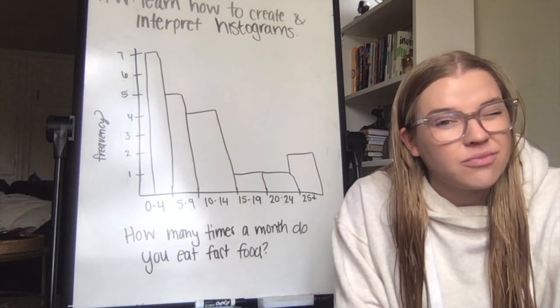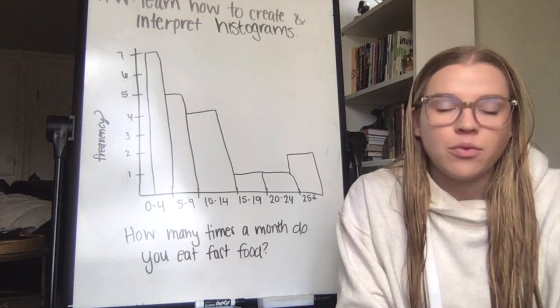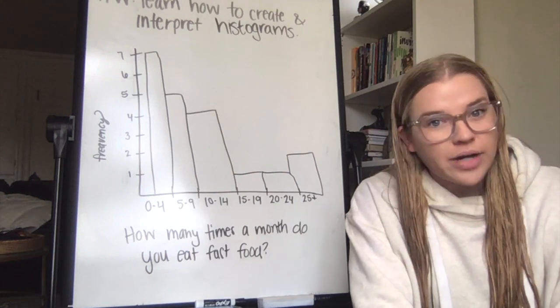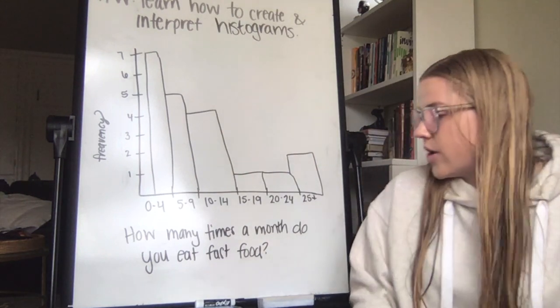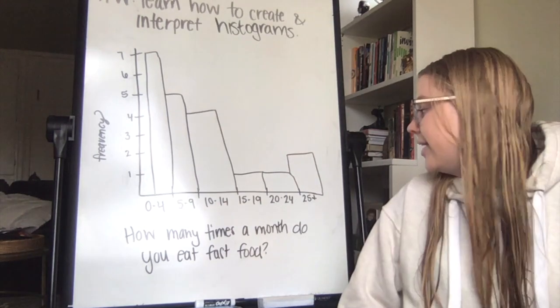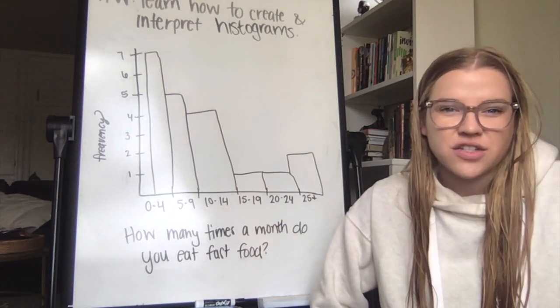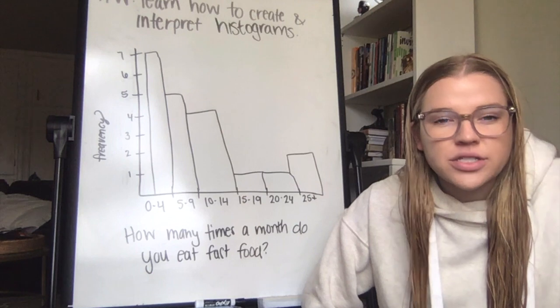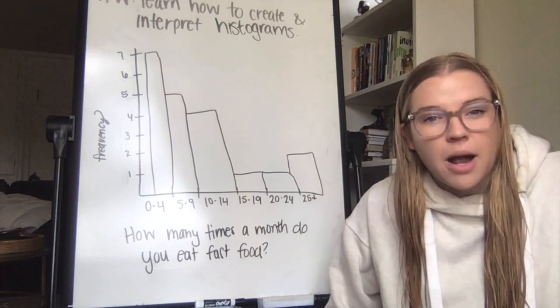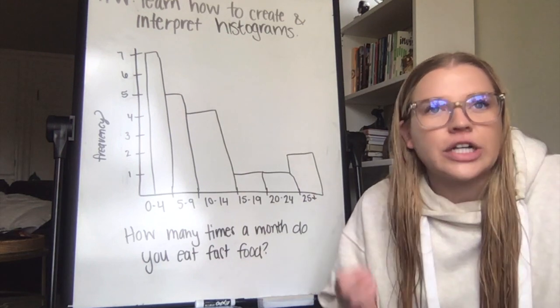I want you to pause them, try and come up with your answer, and then I will give you the correct answer, and I will explain to you why that answer is correct. Okay? So I created a histogram for asking a certain amount of people, how many times a month do you eat fast food? I completely made up these answers, but I would expect that if I asked this question, my histogram would probably look very similar to this.